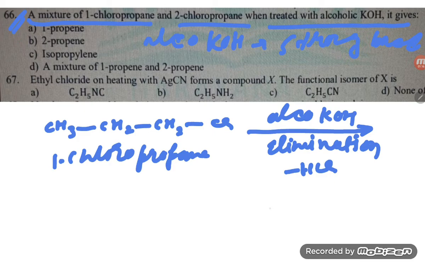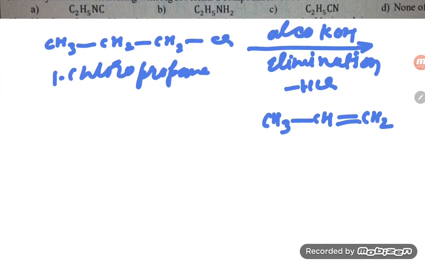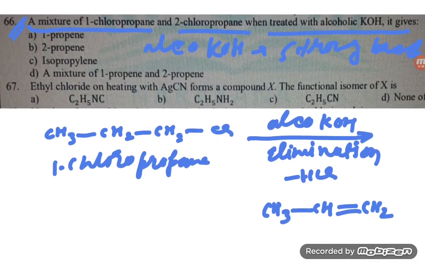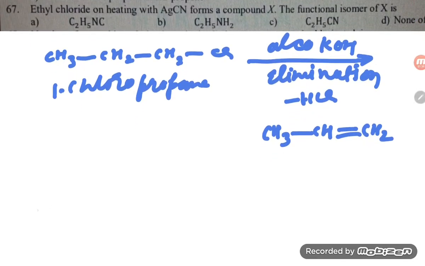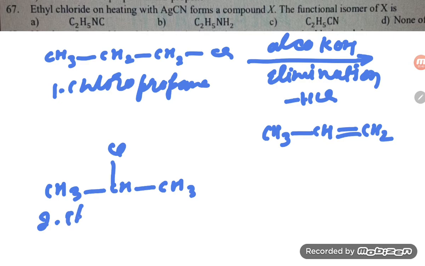So what could be the product? The beta hydrogen will be eliminated, student, this hydrogen. So the product will be CH3CH=CH2. This is the beta elimination. Another one is there, what is it, student? That is 2-chloropropane. If you see, that is CH3CHClCH3. This is the Cl. That is 2-chloropropane.